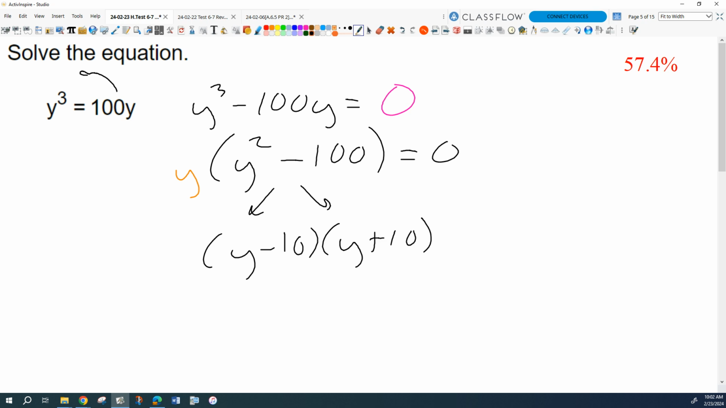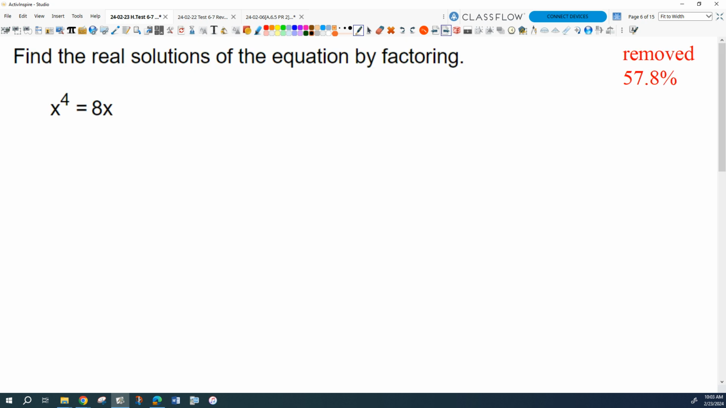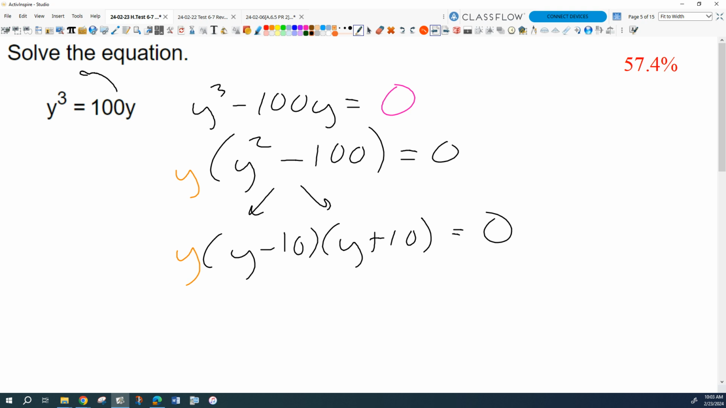I probably... No, that says 54%. So what are my solutions on this then? 0, 10, negative 10, right. That's probably why. Oh, is that it? Yeah. Okay, right, so you get the 0, right? There's 3 factors there that have variables. Wait, that's where the 0 comes from.